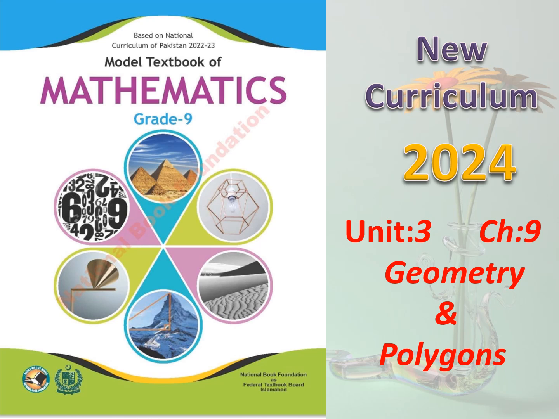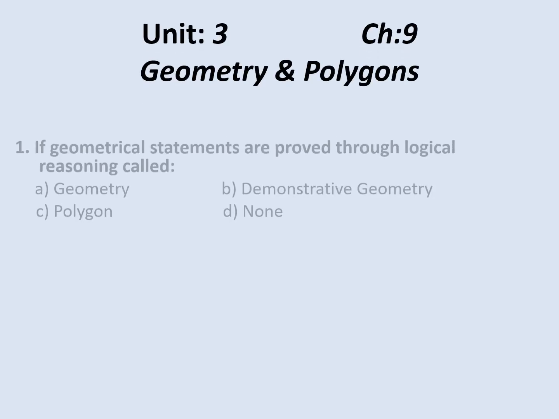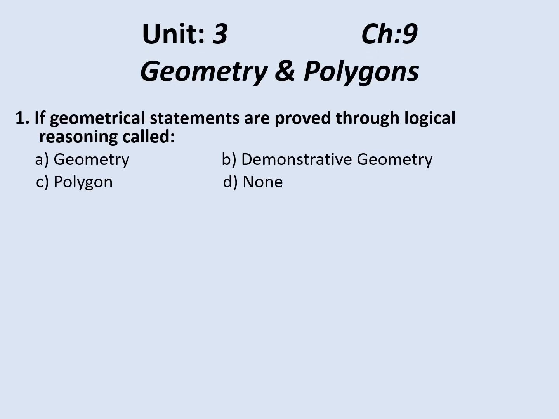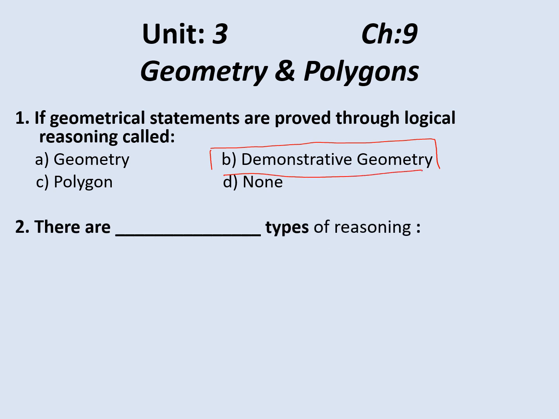So today we are going to solve MCQs of chapter number 9, geometry and the polygon. The first MCQ is: if geometrical statements are proved through logical reasoning, it is called? So it's called demonstrative geometry. Now the next MCQ: there are dash types of reasoning. So there are a total of two types of mathematical reasoning. One is called inductive reasoning and the other is called deductive reasoning.